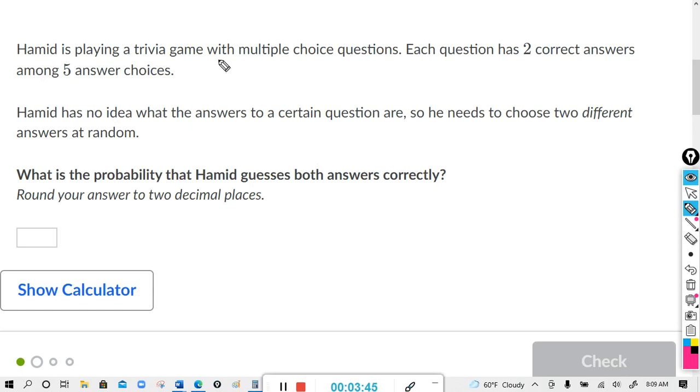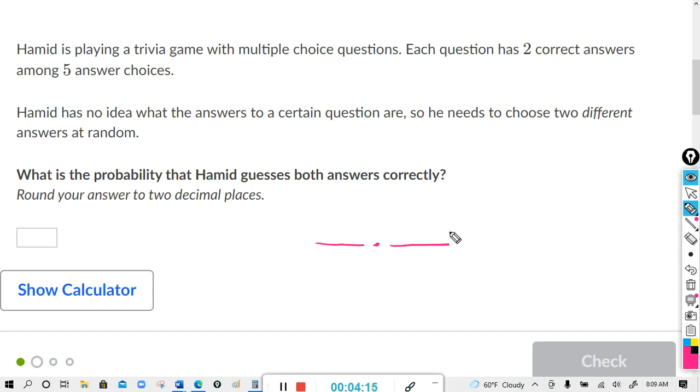Hamid is playing a trivia game with multiple choice questions. Each question has 2 correct answers among 5 choices. Hamid has no idea what the answers to a certain question are, so he needs to choose 2 different answers at random. What is the probability that Hamid guesses both answers correctly? Okay, so we have 2 guesses here. So we're going to have the first guess fraction and then the second guess fraction.